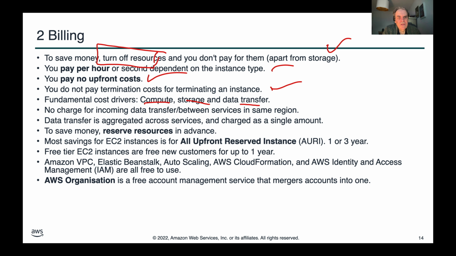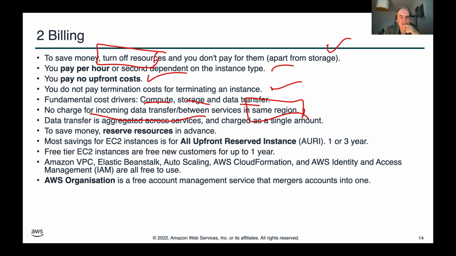There's no charge for incoming data transfers within the same region. So anything that's coming in isn't charged, but obviously data that goes out is charged. If it comes across the region, then it can be charged. Then we'll outline what a region means in a little minute. Data transfer is aggregated across all the services and gets charged as a single amount, and it's difficult to see where those data transfers are coming from.